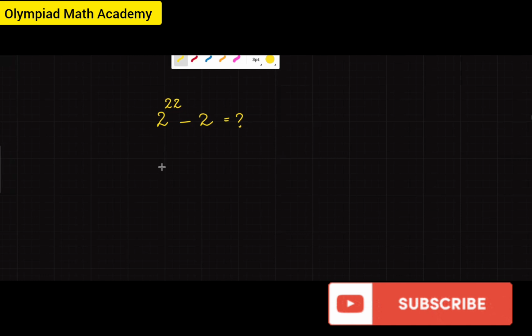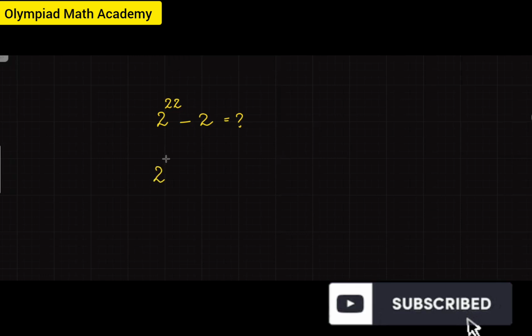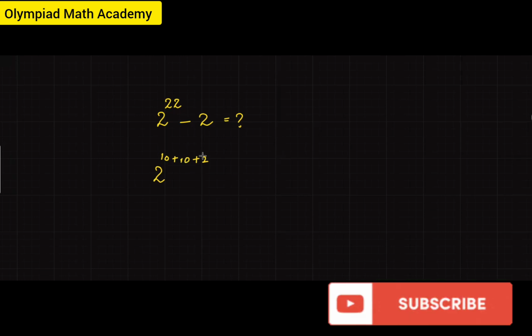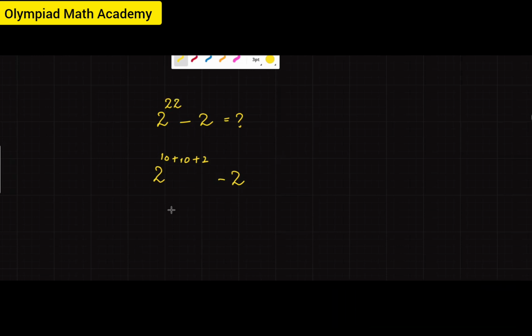You know that we can write this as 2 power 10 plus 10 plus 2, because 10 plus 10 plus 2 is already equal to 22, and I would like to place the negative 2 here. Now according to a math formula, during multiplication the power will be added. We are going to do the opposite process: we multiply the 2 many times and the powers are added, so we can write it like 2 multiply 2 multiply 2.